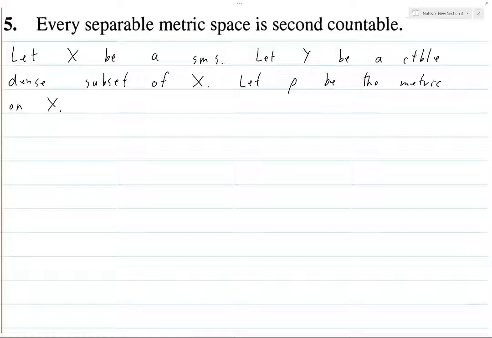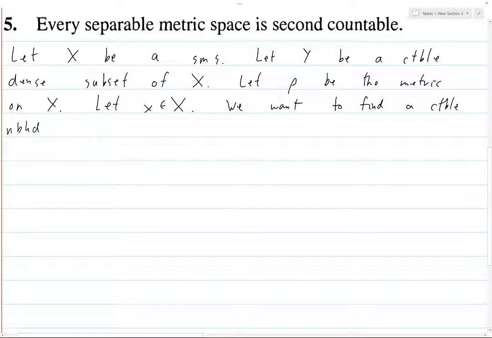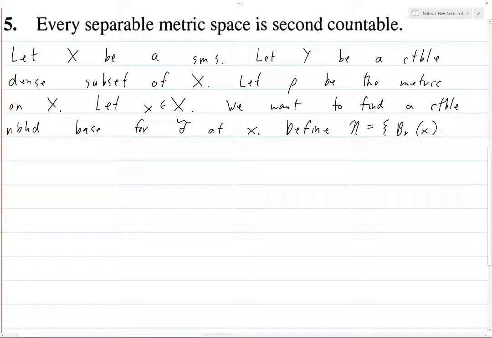Okay, so let x be any point in the space X. We want to find a countable neighborhood base for tau at x. So we're going to define a set, and we're going to prove that this set is a countable neighborhood base. Fancy N is going to be the ball of radius r centered at y, such that r is a positive number, because that's needed for this ball to be defined. But we also specify that r must be a rational number, y must be in this countable set Y, and we have x as an element of B(r, y).